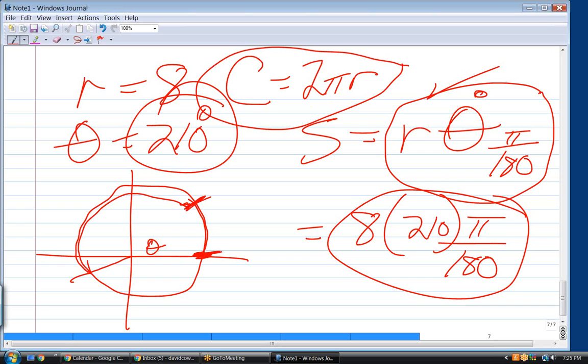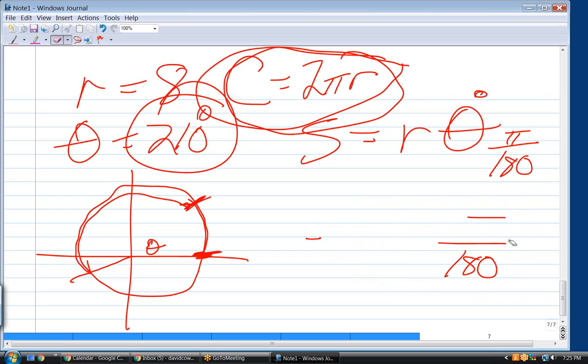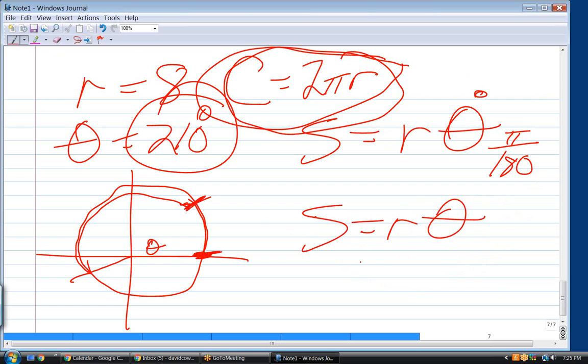It also kind of points out why it's easier to work in radians than degrees. Notice the formula for radians is much simpler. The formula for radians is just r theta. So if my radius is 8 and my angle is, say, 3 pi over 4, then 6 pi is my arc length.